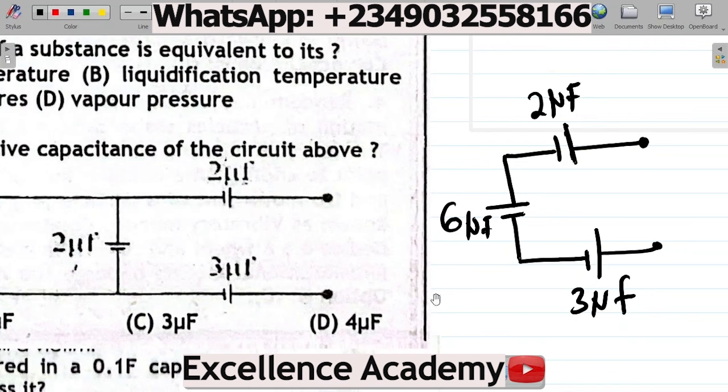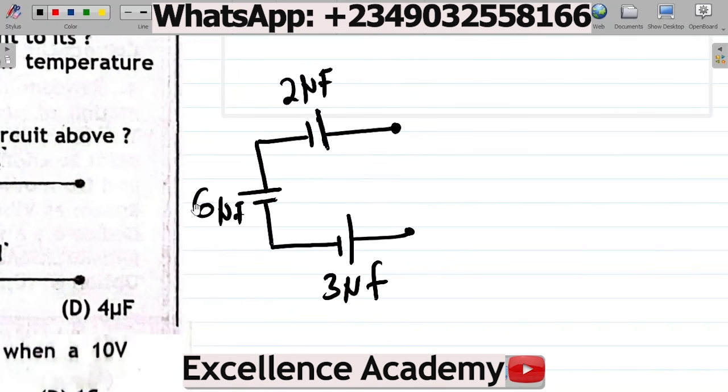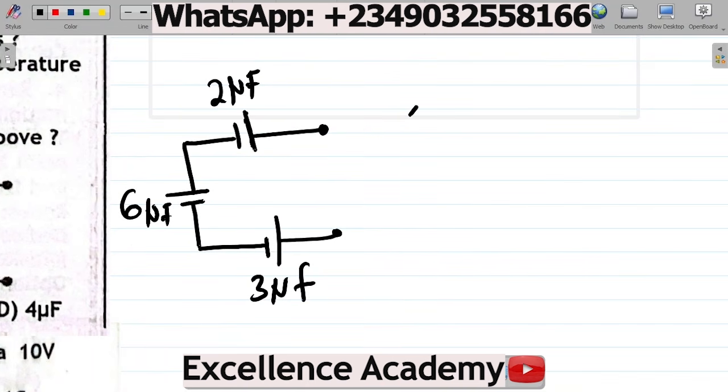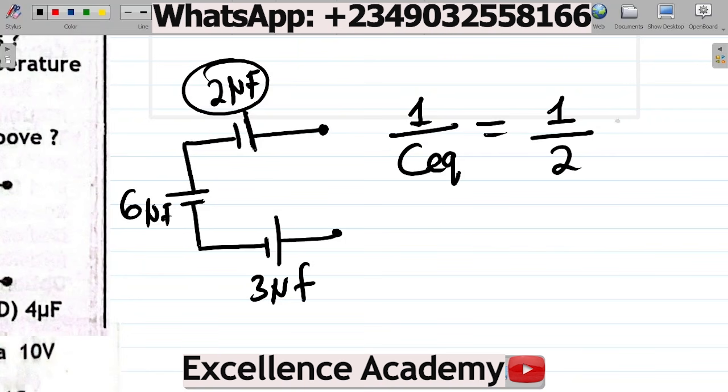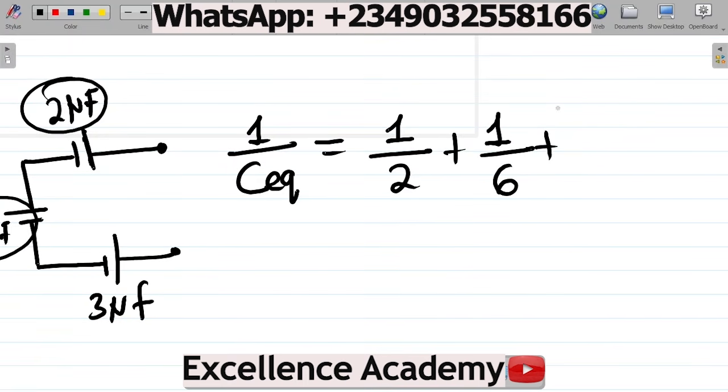The next thing you have to do is note that these three, that's 2, 6, and 3, are in series. And for capacitors in series, we have 1 over the equivalent capacitance equal to 1 over the first value, 2, plus 1 over the next value, 6, plus 1 over the next value, 3. So when you have capacitors in series, just add up the reciprocals.